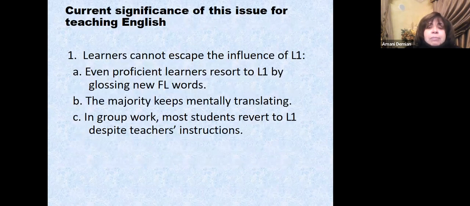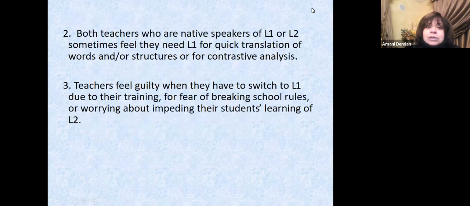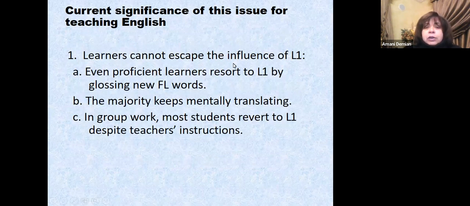But what is the current significance of studying the role of L1 in L2? Why is it beneficial? First, learners cannot escape the influence of L1. So you have to be realistic and admit that they cannot. This happens even when proficient learners resort to L1 by glossing new foreign language words. The majority keep mentally translating as they're reading. And in group work, most students conduct the activities in L1 despite the teachers' instructions not to. We always tell them, please discuss the ideas together in English. Don't resort to your language, Arabic or whatever the language is, but this also does not hold for a long time.